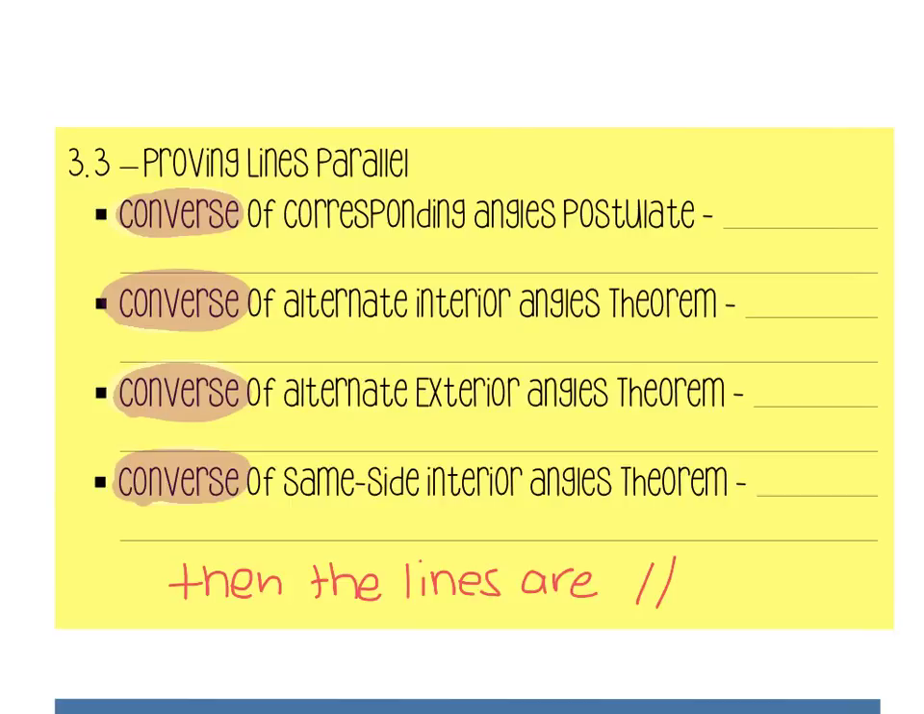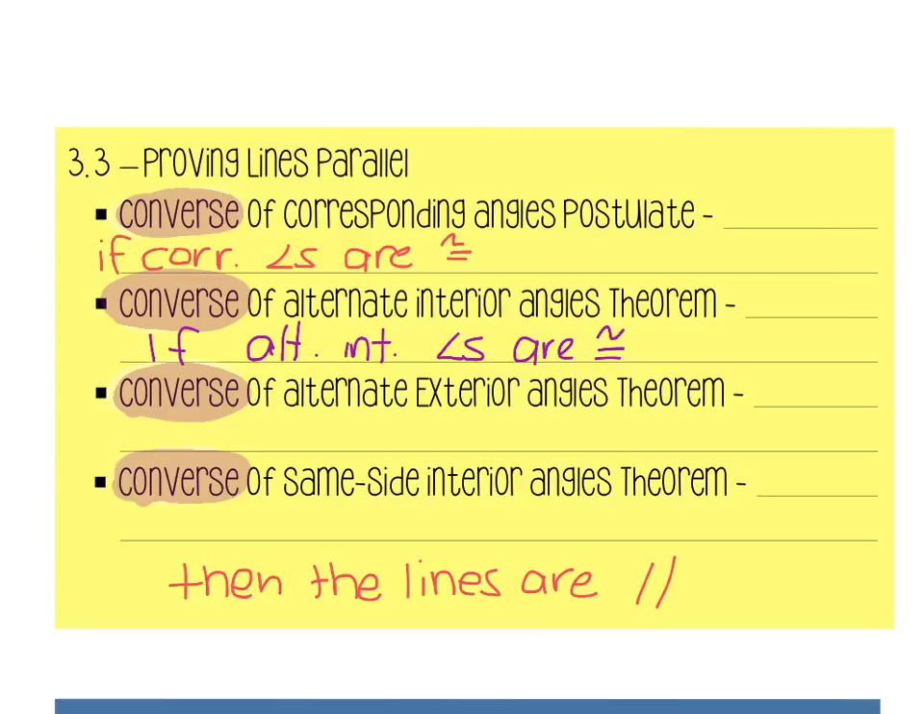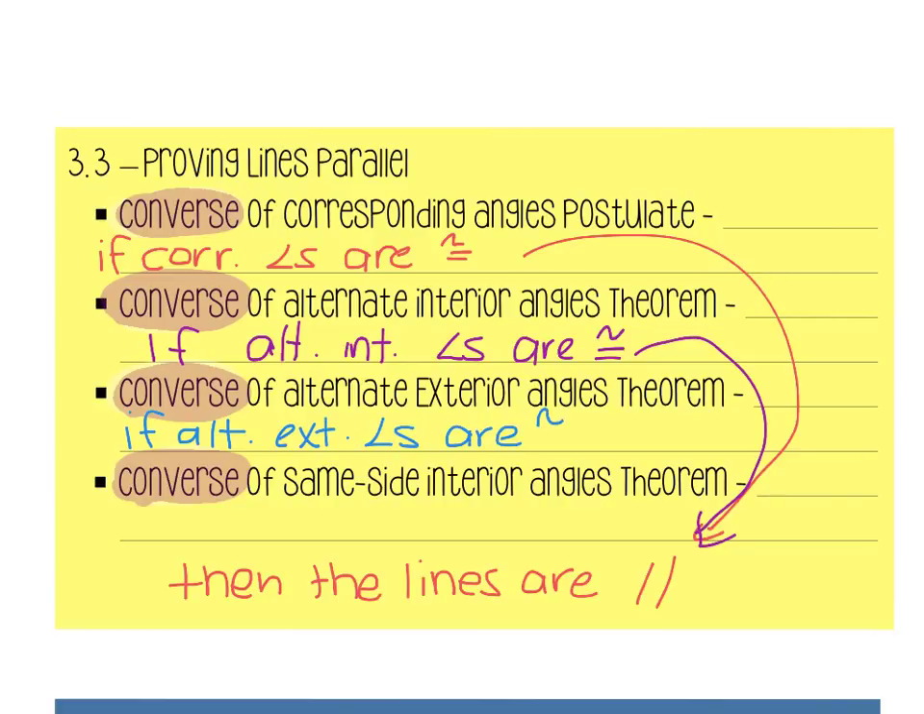And so the converse of the corresponding angles postulate says that the corresponding angles are congruent. The converse of the alternate interior angle says that the alternate interior angles are congruent. So if the corresponding angles are congruent, then the lines are parallel. If the alternate interior angles are congruent, then the lines are parallel. If the alternate exterior angles are congruent, then the lines are parallel.